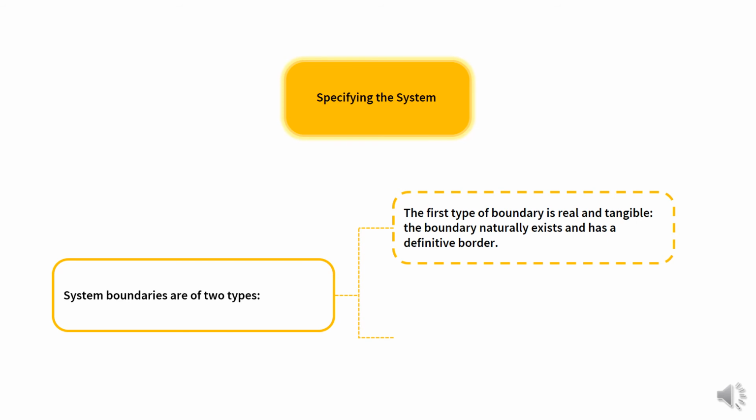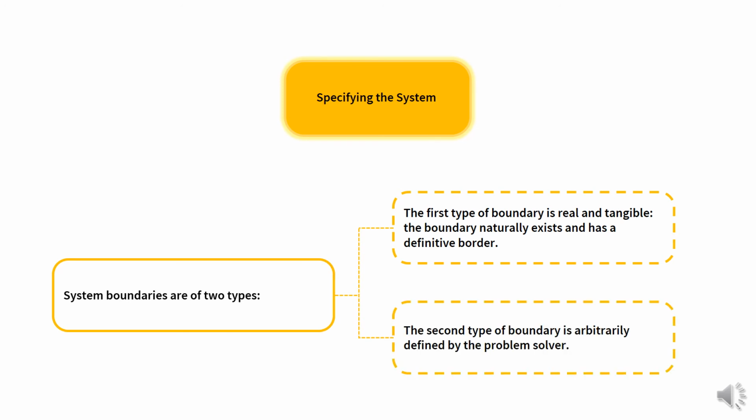And the second type of boundary is arbitrarily defined by the problem solver. It can be a sectional area of an object that accurately models the larger object, or one that captures all relevant elements, including the movement of the property of interest across the boundary.